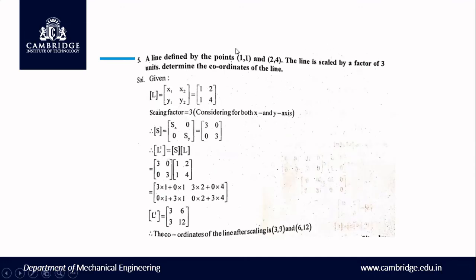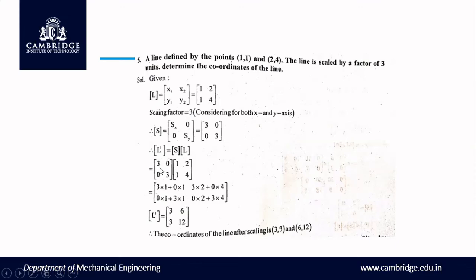Now, the line they have given: x1 y1 is 1 comma 1, and x2 y2 is 2 comma 4. The line is scaled, and the scaling factor for both sx and sy is 3. Now what is the next step? L dash is equal to S into L, that is, S is nothing but the scaling factor, 3 0 0 3, into L. It is multiplicative. How to do the multiplication?